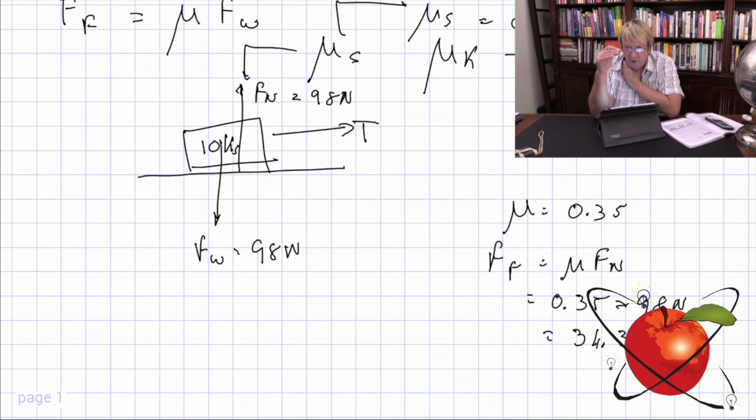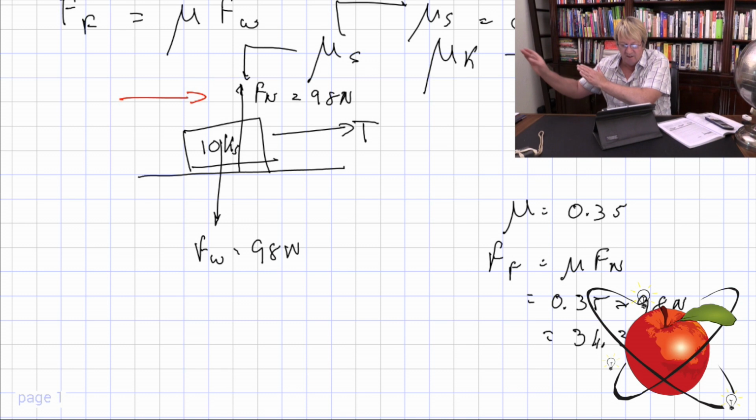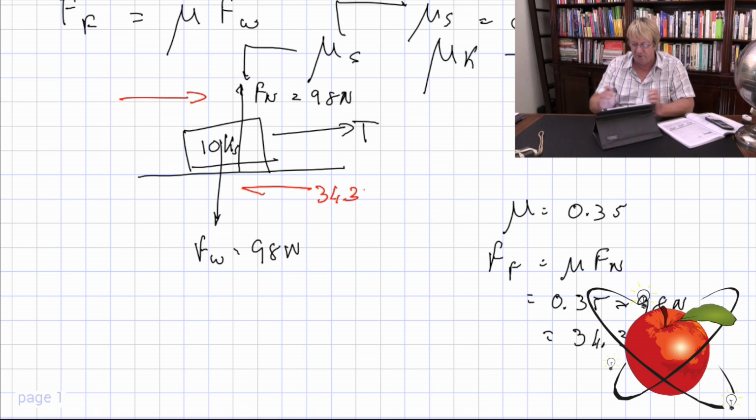Now this is the question we always ask ourselves: what does that block want to do? First, let's say there's no friction. Where does the block want to go? The block wants to go that way, doesn't it? It wants to start moving this way because I've got a force. Then I say, right, block wants to move that way, so friction must be 34.3 newtons that way. I always put the maximum value of the friction in there.